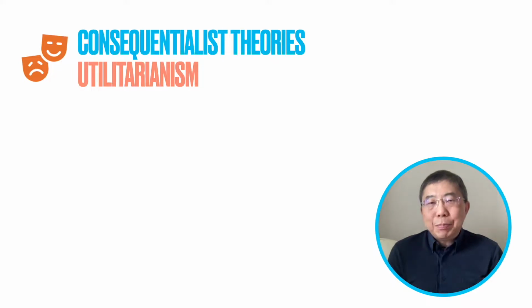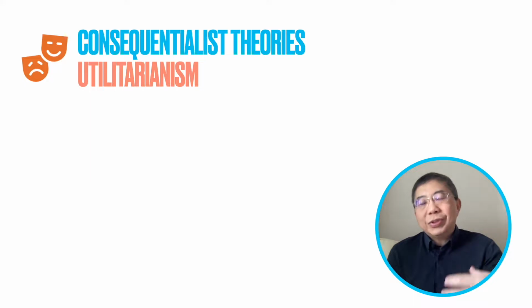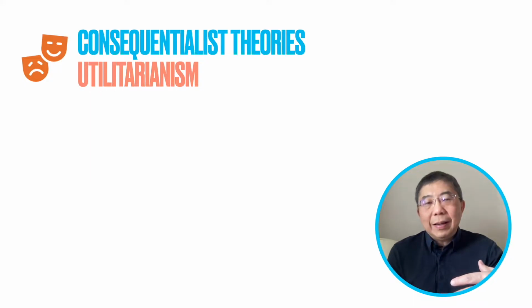If you recall in the previous video, we discussed that there were two groups of normative ethical theories. Those that focus on the motivation and intention of our actions, we call non-consequentialist theories. Then there are those theories that look at the outcome or the impact of our actions, and these are called consequentialist theories.